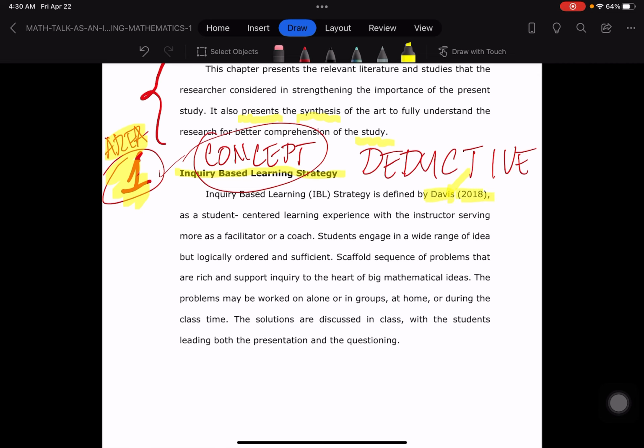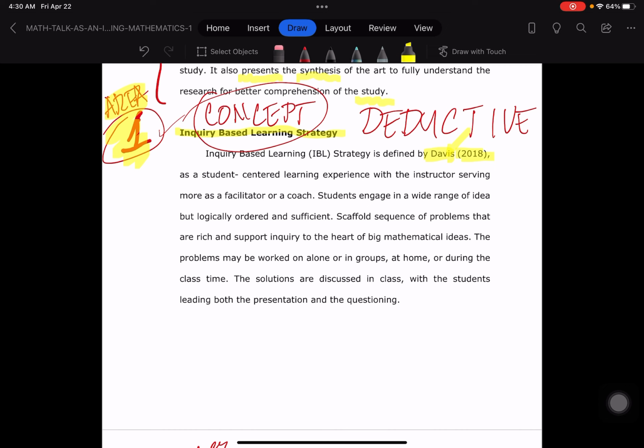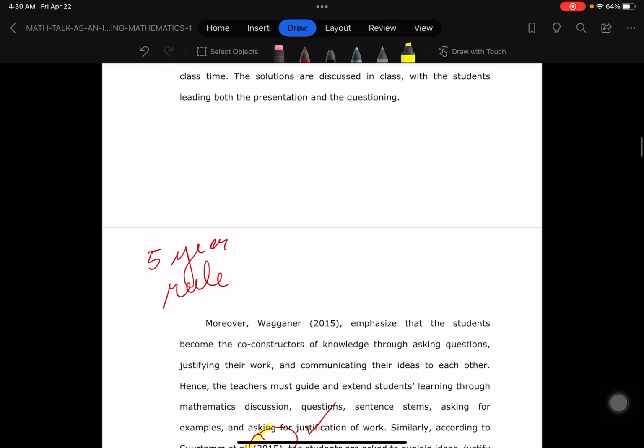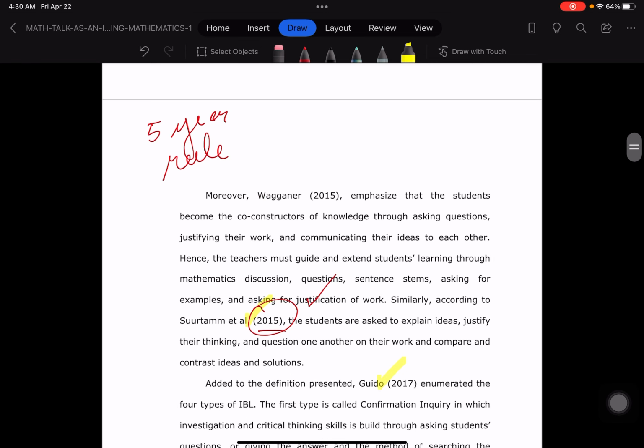So from this particular discussion presenting the concept, we move on to the next part. But before we move on to the next part, this 5-year rule in literature review is what we use in our institution. So what do we mean by 5-year rule? If the current year is 2022, so you subtract 5, then you have 2017.